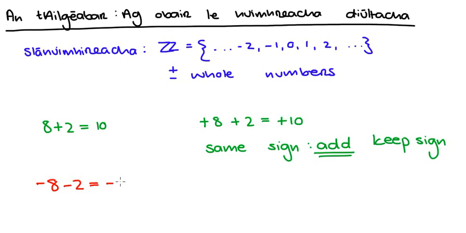Now let's look at it when we have two negative numbers. So minus 8 minus 2 is going to give us minus 10. So again, when we have the same sign, we add the numbers and we keep the sign.